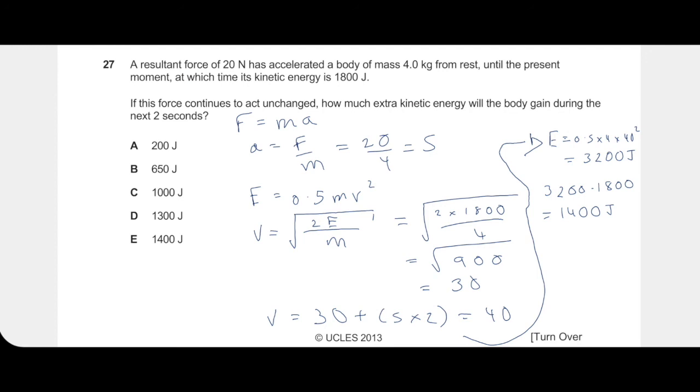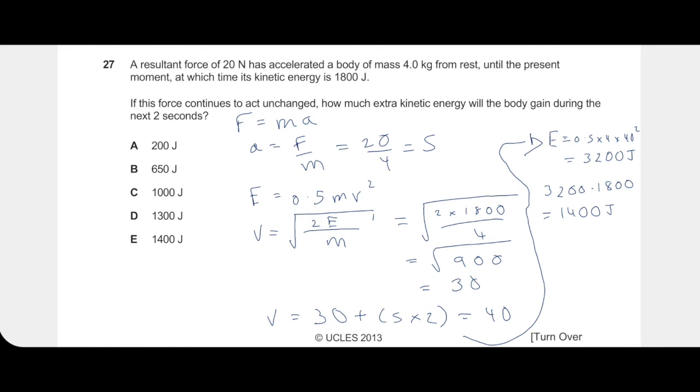So we now know the velocity. Now we want to work out the new velocity, and we use one of the SUVAT equations that I didn't write down, which is v is equal to u plus at, where v is the new velocity and u is the old velocity. So v is equal to 30 plus (5 times 2), which is equal to 30 plus 10, which is equal to 40 meters per second. So now let's work out the new kinetic energy. The new kinetic energy will be a half times 4 times 40 squared, which is equal to 3200 joules.